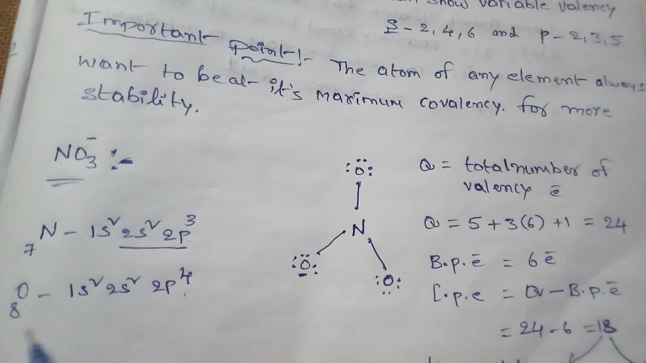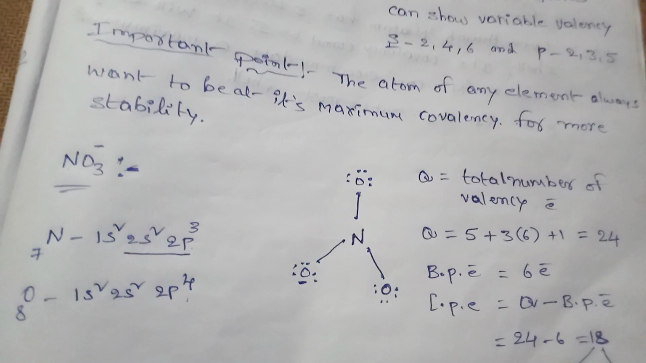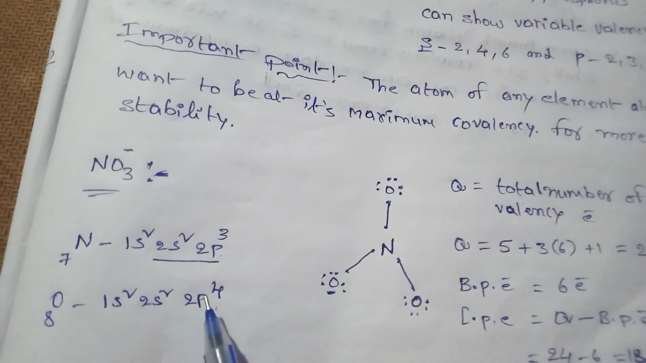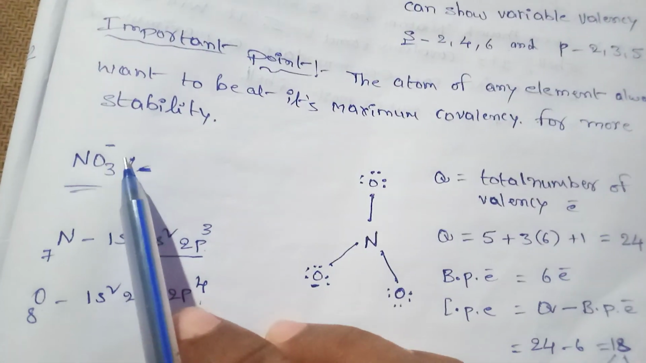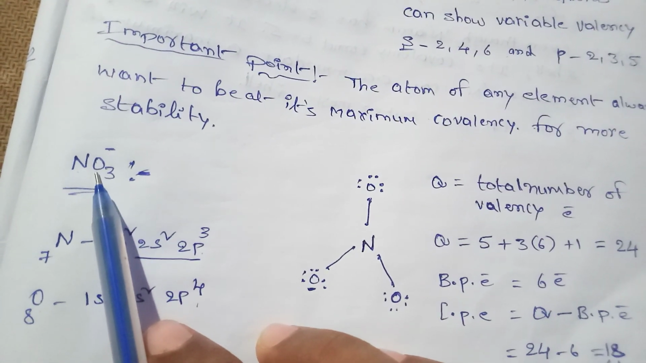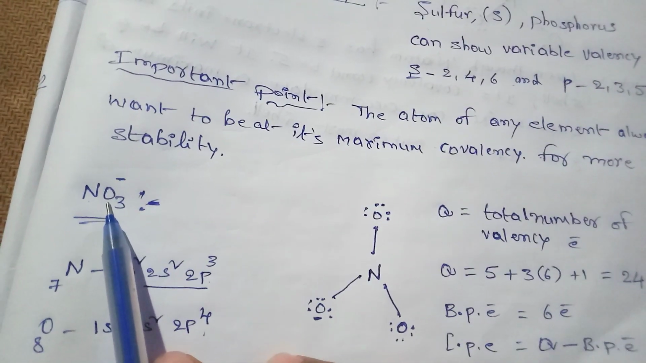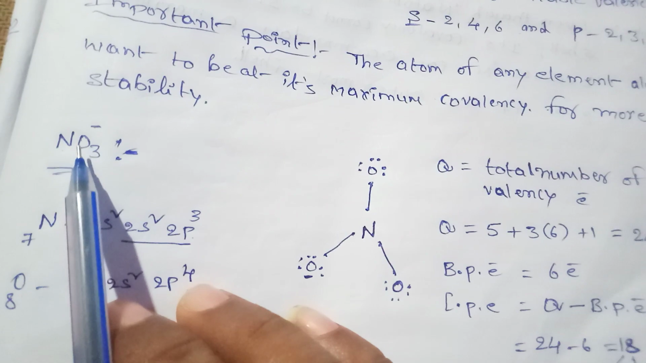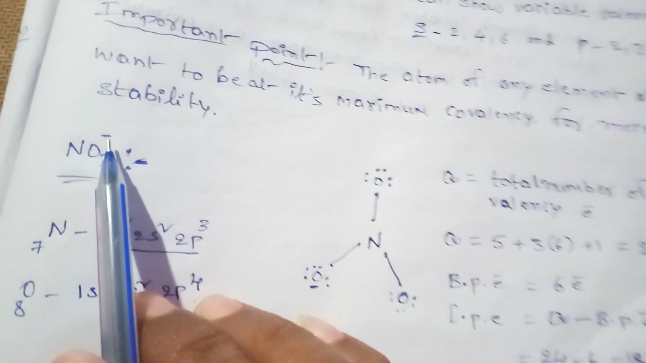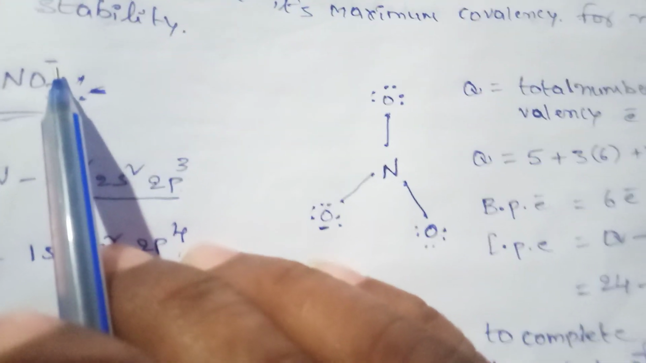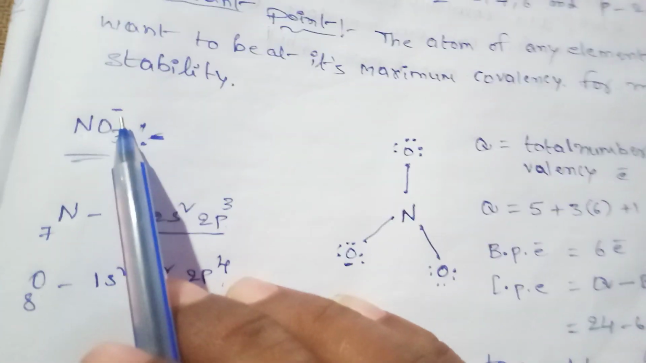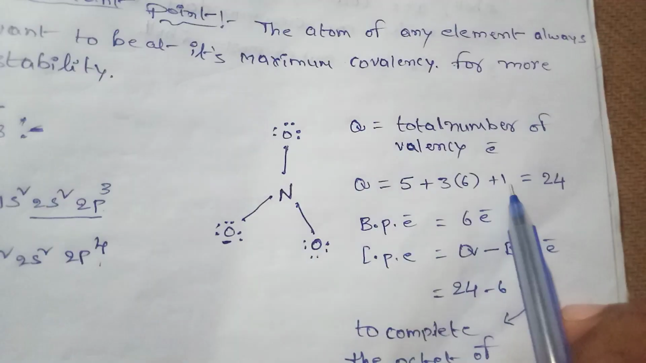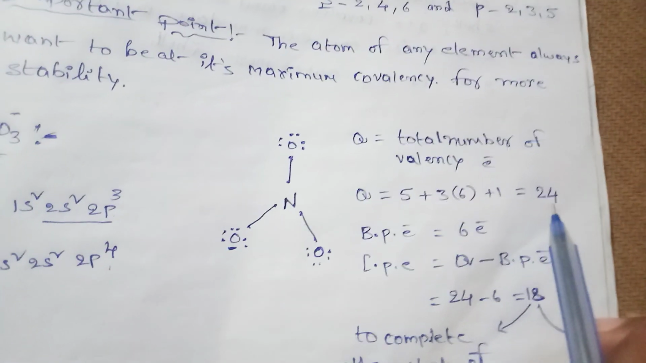Next, oxygen has 6 valence electrons. How many oxygen atoms do we have in our compound? 3 oxygen atoms, that's why 3 into 6. And on the compound a minus charge is there. Electrons are negatively charged particles, so we have to add one additional electron, that's why plus 1. Total is equal to 24.